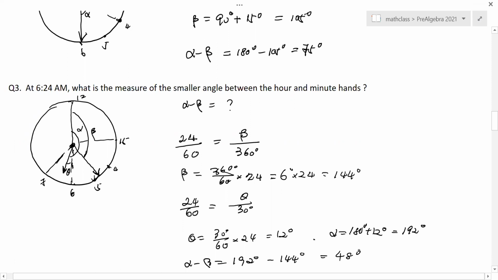My suggestion to you is always to use the reference axis from north. Then you measure the angle between the reference axis and the hour hand or the minute hand. Okay, right. Use a proportion. Then you should be able to get each of the angles.